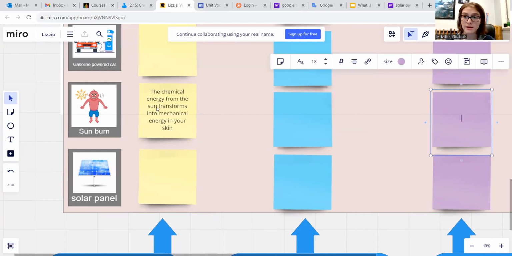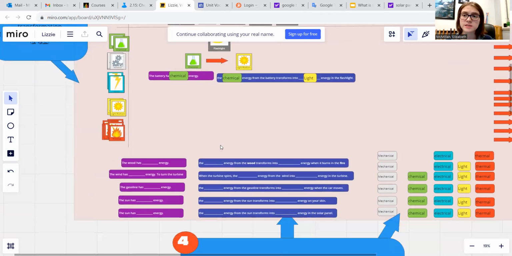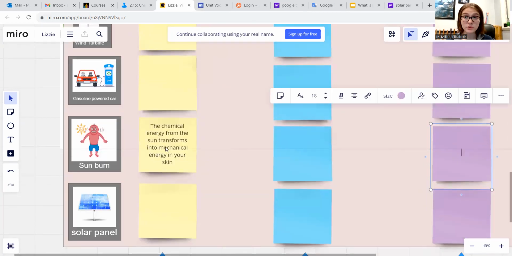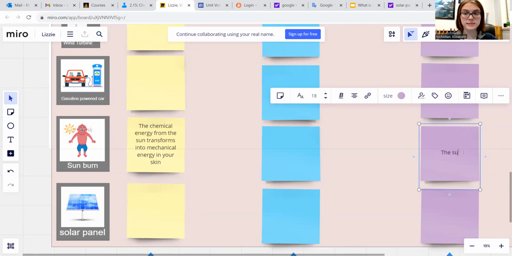Chemical energy, we remember from back up here, is like this. In our other two examples, we saw chemical energy in batteries and in wood. So is there chemical energy in the sun in this case? No. What energy does the sun produce? Light, right? So the first comment I'm going to make is I'm going to say the sun produces light energy.